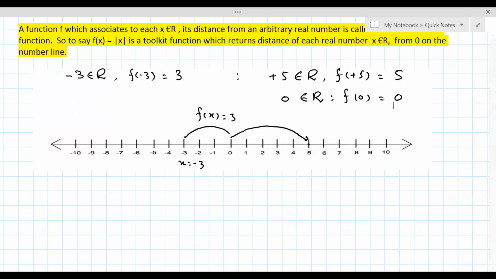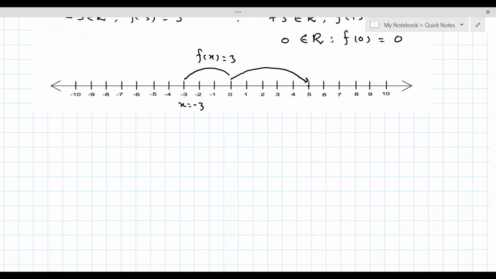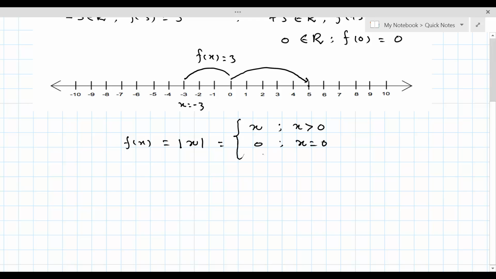So if we simply summarize all these discussion points, we are able to write f of x equal to mod of x, because mod of x, as we have defined absolute value of a real number in previous lesson, measures its distance from the origin, is equal to. So let's write down this definition of the absolute value of a number. That was equal to x when x is greater than 0, is equal to 0 when x is equal to 0, and is equal to -x when x is less than 0. So this is exact definition of the absolute value function.